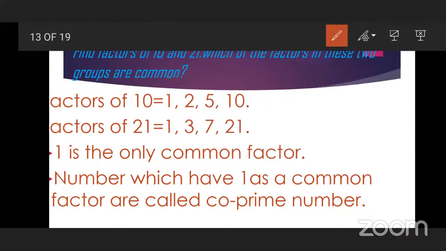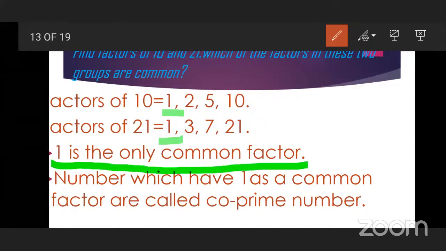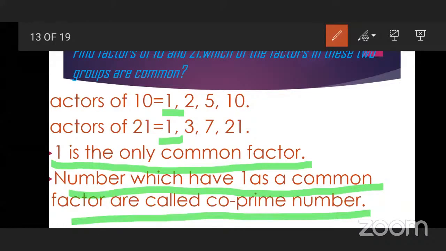See, factors of 10, 1 is common here. 1 is common. Let's see other factors. There is no other factor in both groups. Only 1 is the factor that is common in both groups. So 1 is the only common factor. Okay. So numbers which have 1 as a common factor are called co-prime numbers. Okay. Now you understood.